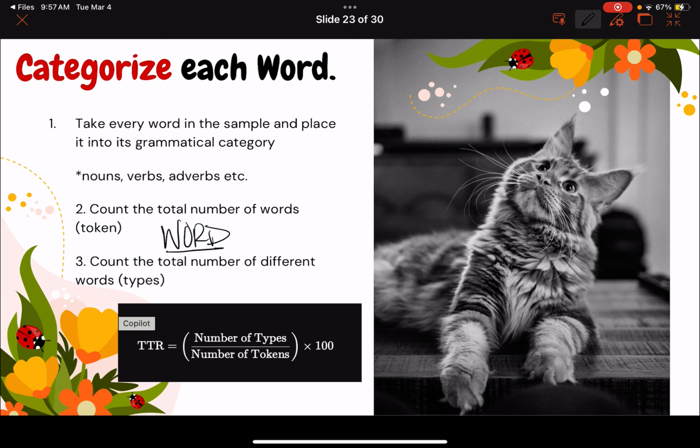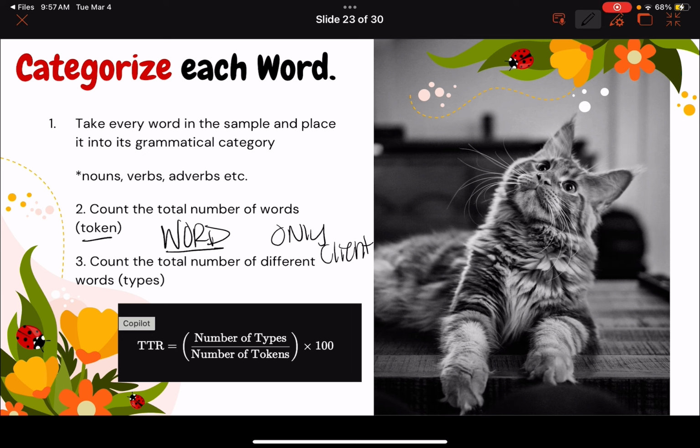Making sure that this is only the client. Only the client. Make sure you take out the SLP's words. I'm going to show you a couple tricks in class on how we do this, but just make sure that you only have the client's words. So that's your token. Total number of words are called tokens.